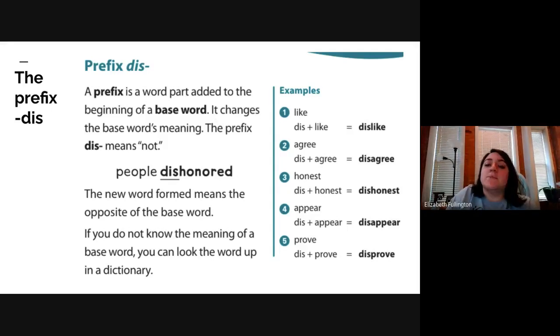All right, so number 3 says dishonest. What does honest mean, by the way? Telling the truth. Good job. So if we put dis and honest together, it makes the word dishonest. But if we break it apart, what does it mean? So let's go ahead and do the wheel of names.